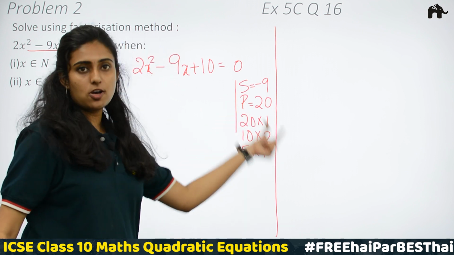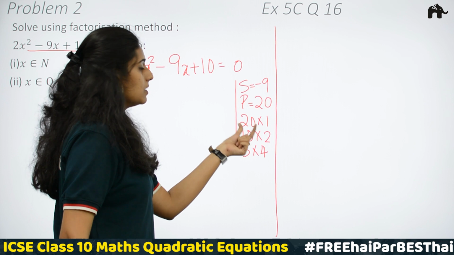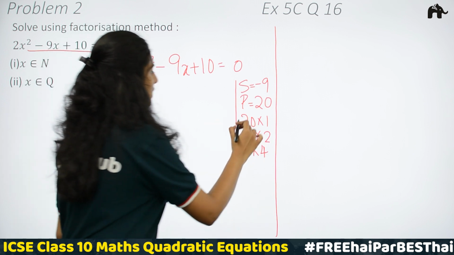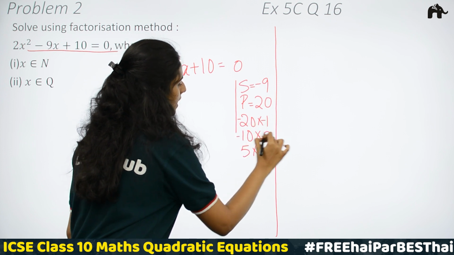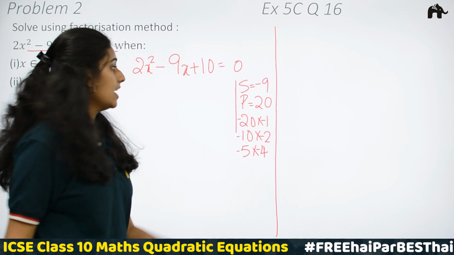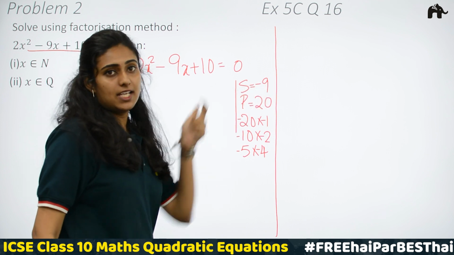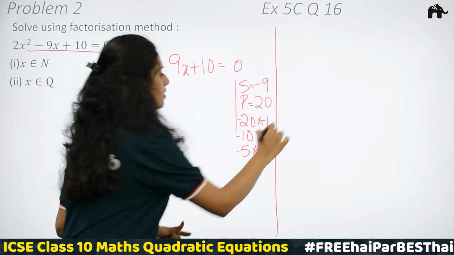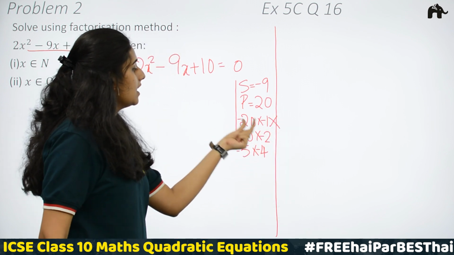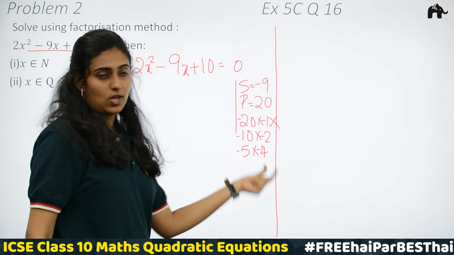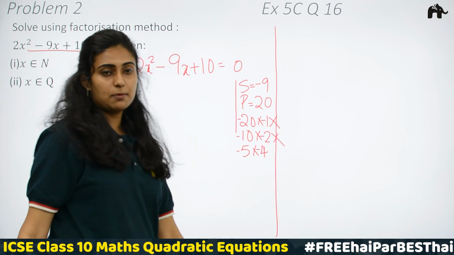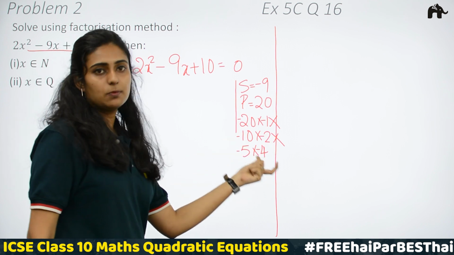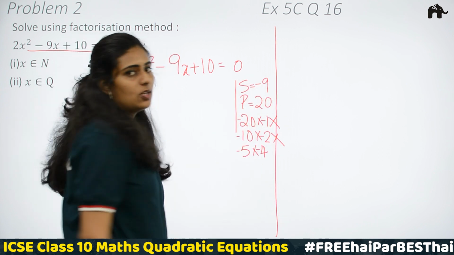Here the product is positive, which means both the numbers should either be positive or both the numbers should be negative. Okay, both these numbers should be negative. Now check the sum. Sum should be minus 9. When you choose minus 20 and minus 1, the sum is minus 21. Not this. Next, minus 10 and minus 2. Then the sum is minus 12. This also cannot be the numbers. Then minus 5 and minus 4. When you add minus 5 and minus 4, we get minus 9, which is the required sum.